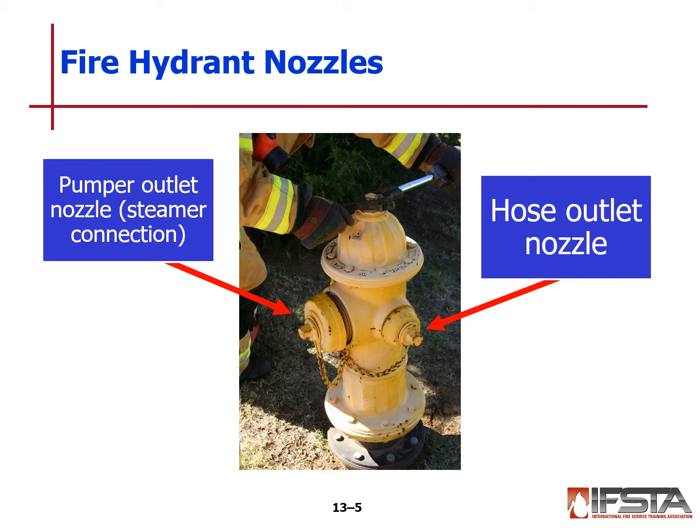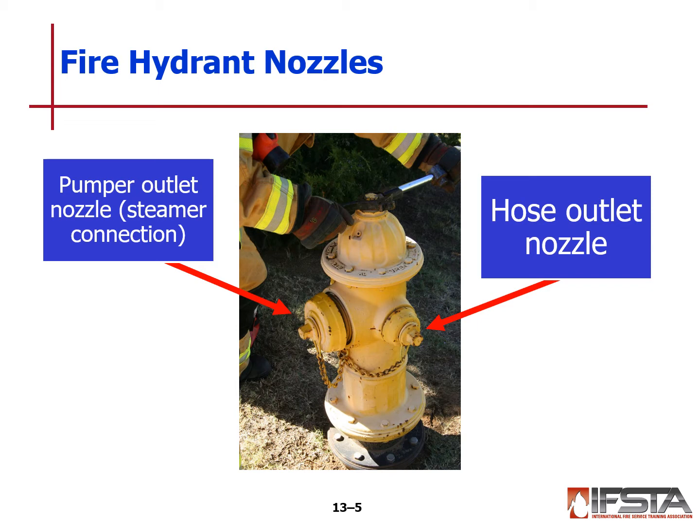So this is what our hydrant looks like here, and you can see the pumper outlet nozzle, or what we call the steamer connection, is the larger connection. Typically, this larger connection is on the front of the hydrant, and most modern hydrants will have two and a half inch outlets, known as hose outlets.